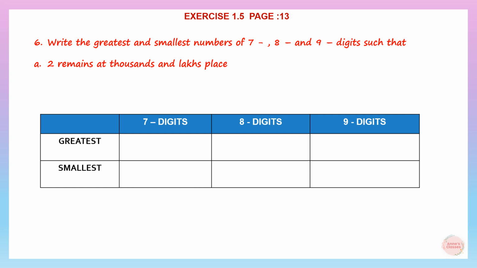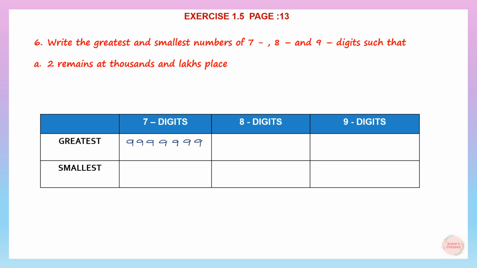So first let's write the greatest 7-digit number. The greatest 7-digit number will be 7 nines. So let's write 7 nines. 1, 2, 3, 4, 5, 6, 7. So 7 nines, because 9 is the greatest 1-digit number. To make a 7-digit number, we need to put 7 nines.